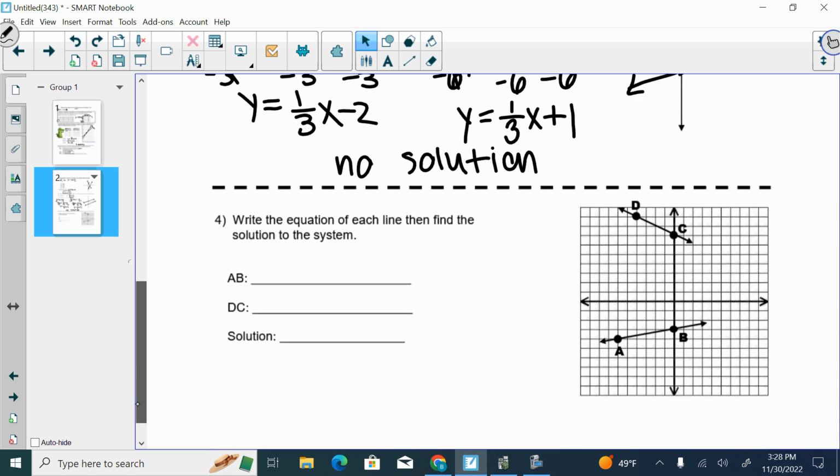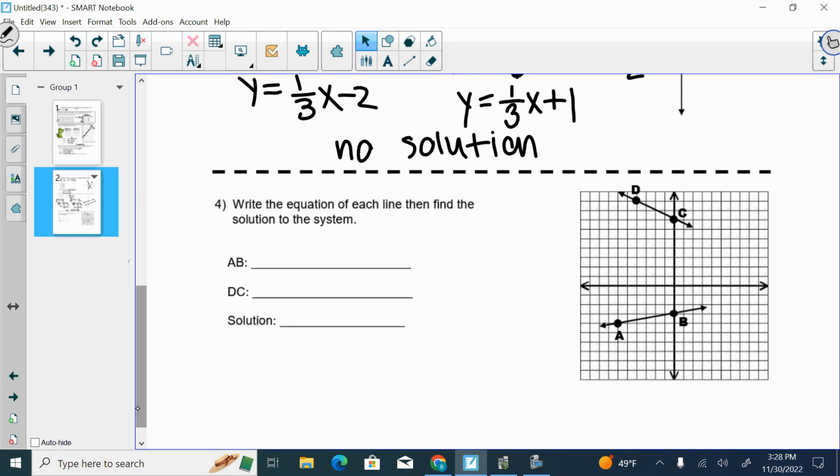Okay, we got one more to look at here. They want us to come up with the equation. So, over here in the picture, they drew some coordinate points, right? Okay, so let's see here. I'm going to write down my coordinates. So this one will be for line AB. So that's this one down here. Where is point A? This point right here.